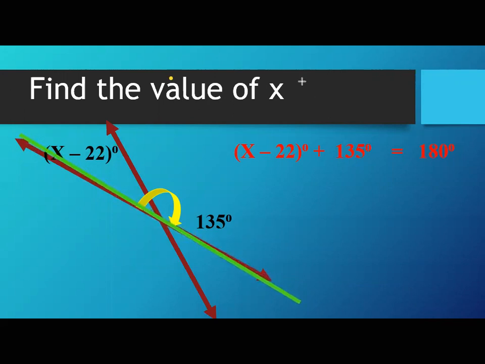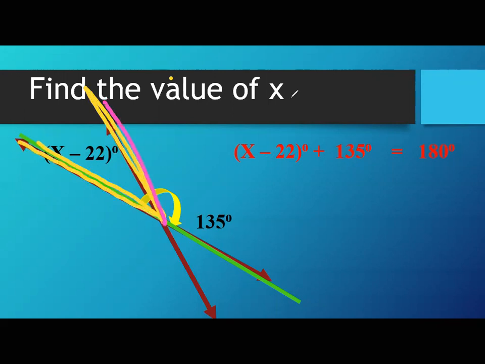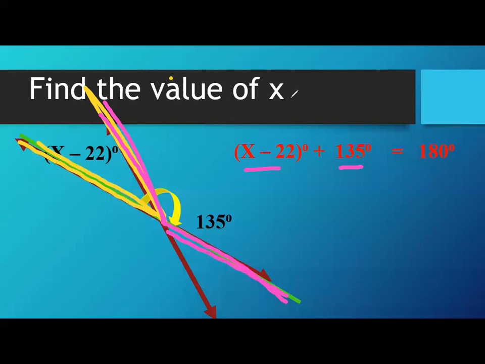We see that we have two angles, right? The angle x minus 22, which is going to be this, and then we have the angle that is 135 degrees. That's an obtuse angle. So the sum of both is equal to 180 degrees because both rest on the line. Okay, so now we have our equation.